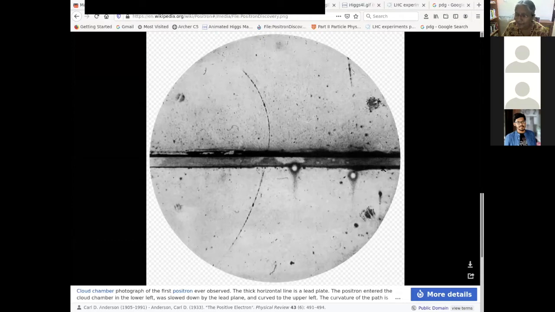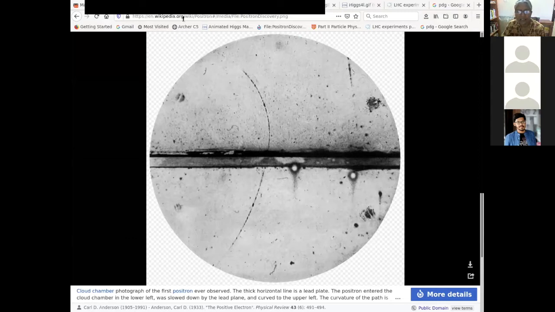Without the lead plate, there would be nothing to tell. It's just a circle. In a circle, you don't know whether the path was upwards or downwards. So this lead plate achieves that distinction between up versus down going particle. Such a nice experiment, right?